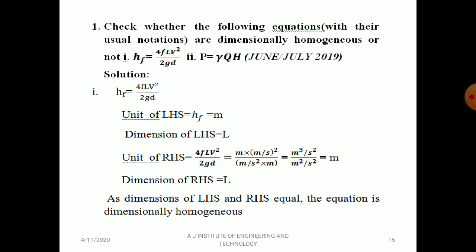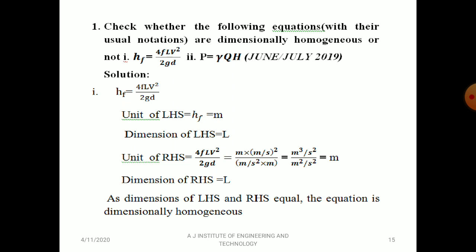So first write down the expression hf equal to 4f L V square divided by 2gD. Unit of LHS, that is friction head hf, equal to meter. So dimension of LHS, for meter, it is L. Now the RHS, 4f L V square divided by 2gD. There f is a friction factor and 4 is a constant. You can directly neglect those terms, 4f. The remaining term is L V square divided by gD. Again you can neglect 2.